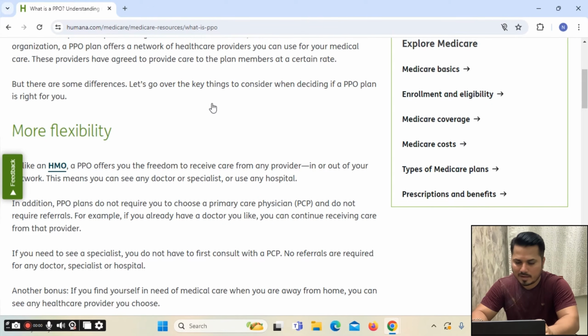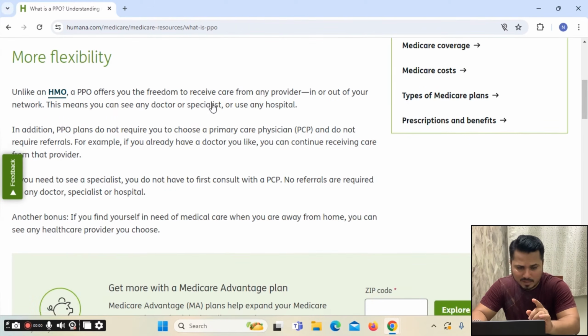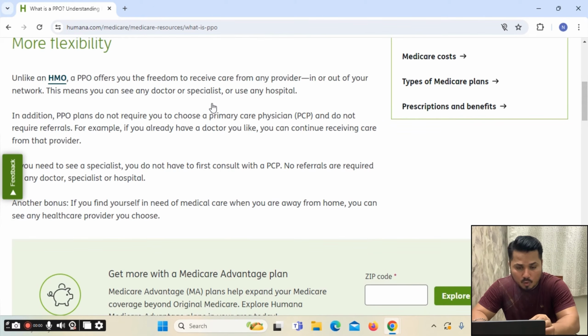More flexibility. Unlike an HMO, a PPO offers you the freedom to receive care from any provider in or out of your network. This means you can see any doctor or specialist or use any hospital, guys.